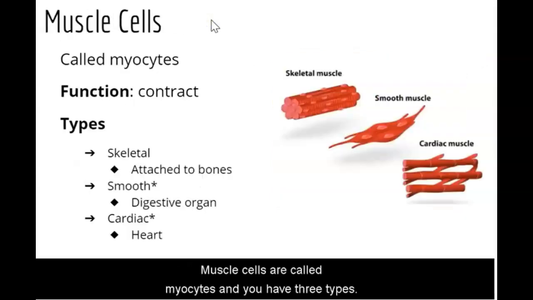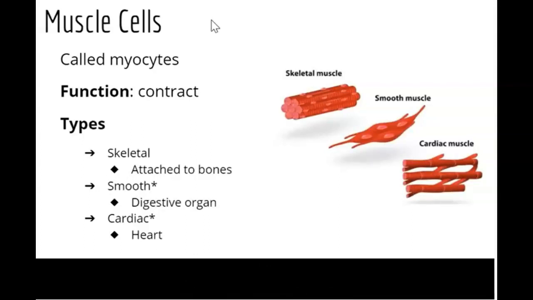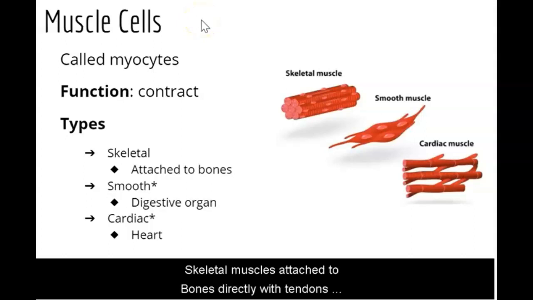Muscle cells are called myocytes, and you have 3 types. They all contract, so their function is to contract, which allows for movement. Skeletal muscles attach to bones directly with tendons. They help maintain posture, stabilize your bones and your joints, and they are going to contract and move those bones.